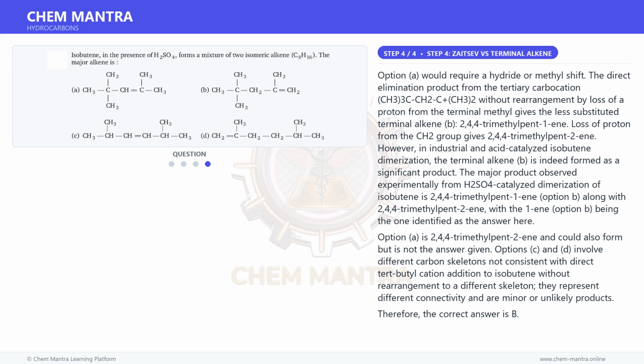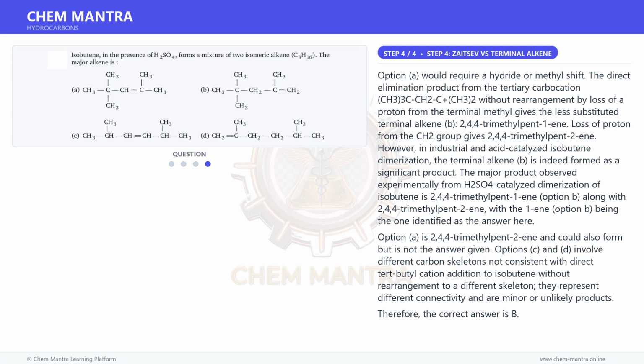And for the final step, option A would require a hydride or methyl shift. The direct elimination product from the tertiary carbocation (CH3)3C-CH2-C+(CH3)2 without rearrangement, by loss of a proton from the terminal methyl, gives the less substituted terminal alkene, 2,4,4-trimethylpent-1-ene. Loss of a proton from the CH2 group gives 2,4,4-trimethylpent-2-ene.